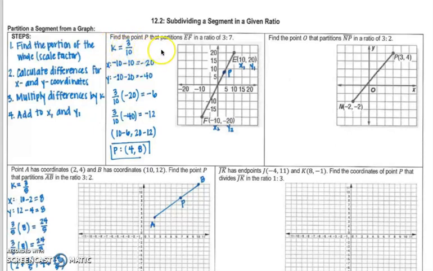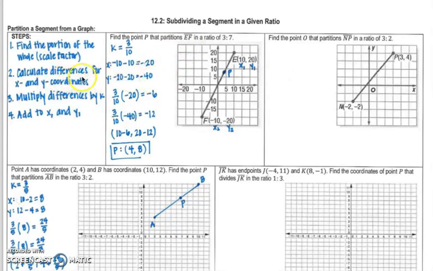It is very important that we go from the first letter in our segment. Whether you're partitioning from F to E or from E to F, the order does matter, because our point would end up in a different location.